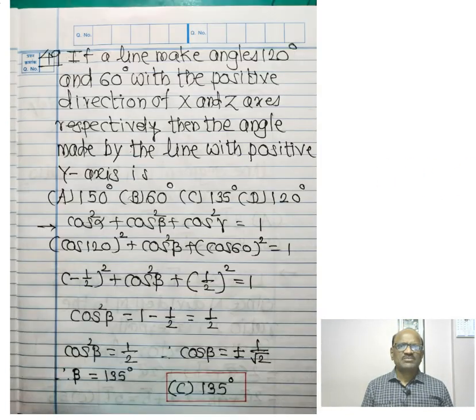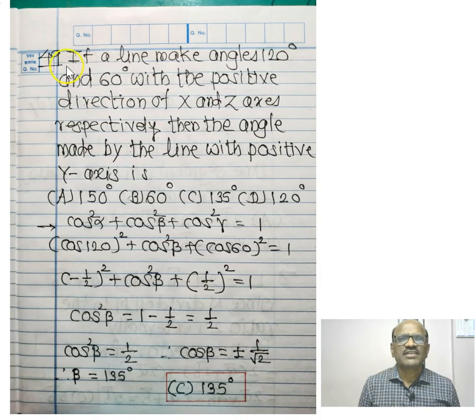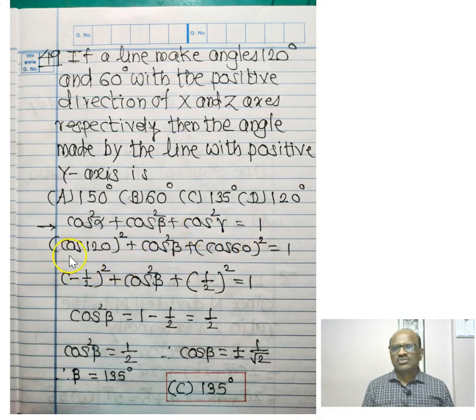Now next question, question number 49. If a line makes angles of 120 and 60 degrees with the positive direction of the x and z axes respectively, then the angle made by the line with the positive y axis is? Again, a very simple question. We have cos square alpha plus cos square beta plus cos square gamma equals 1. Substituting values, cos of 120, that is cos of 90 plus 30, means minus 1 upon 2 in bracket squared.